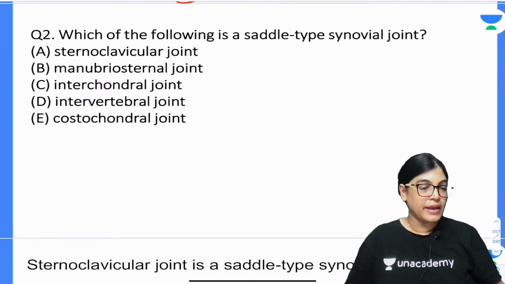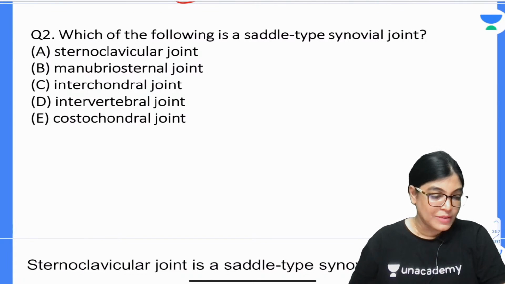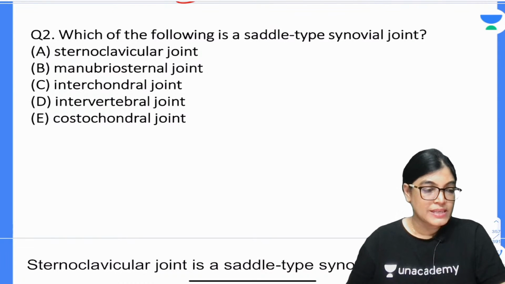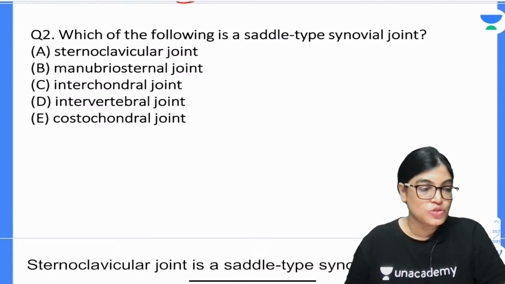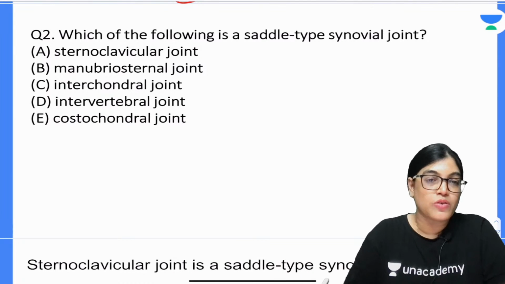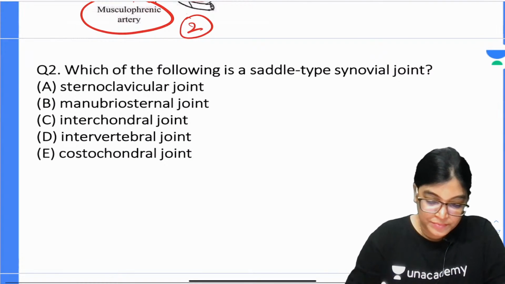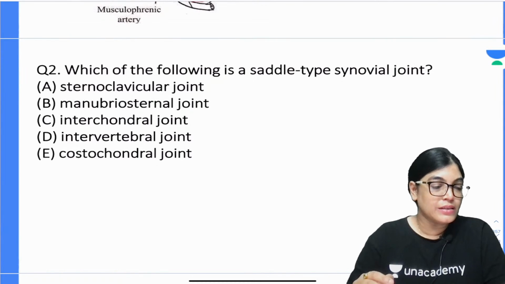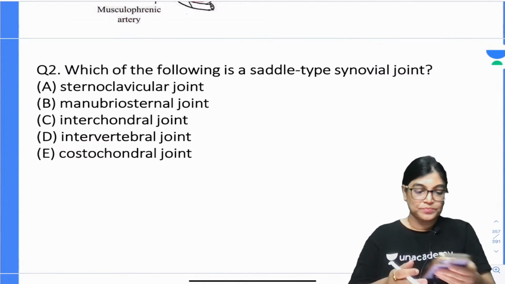So, we have got 5 options and you have to give me the right answer. Question number 2, mark the right answer. A is sternoclavicular joint, B is manubriosternal joint, the third is interchondral and the fourth is intervertebral or costochondral. So, according to you, which is the correct answer? Which is the saddle type of synovial joint? So, mark the answer, and I would also like to give you a clear explanation for all types of these joints.